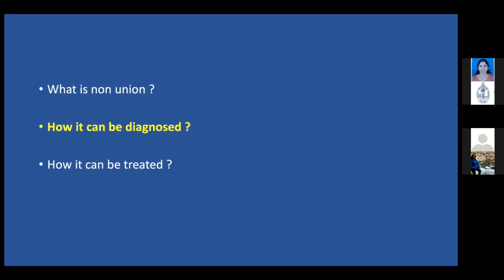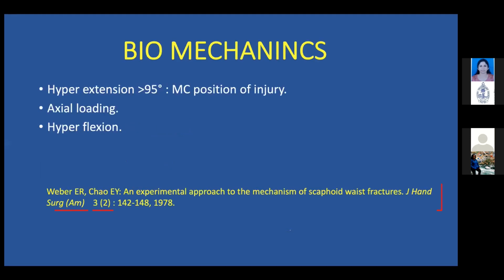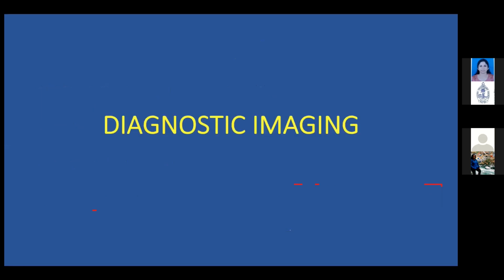So next is how it can be diagnosed. Remember, non-union is 6 months and delayed union is more than 6 weeks. We know that the mechanism of injury is most often a hyperextension injury, the most common position of injury, with axial loading. Rarely, hyperflexion can also cause a scaphoid fracture.